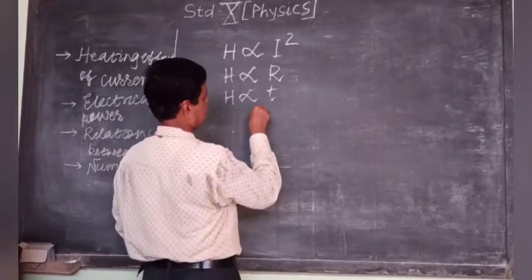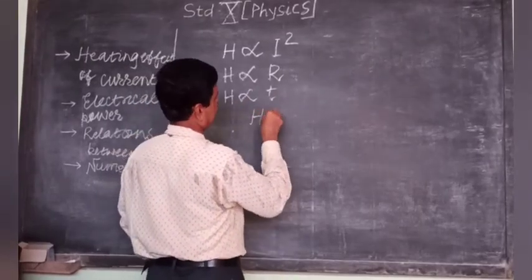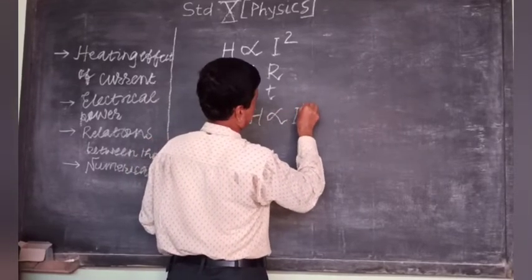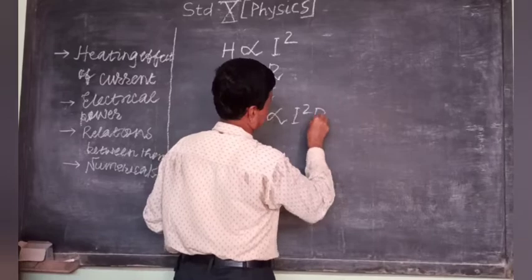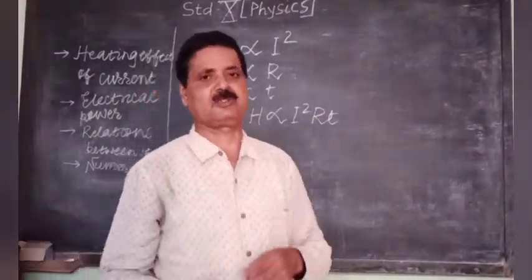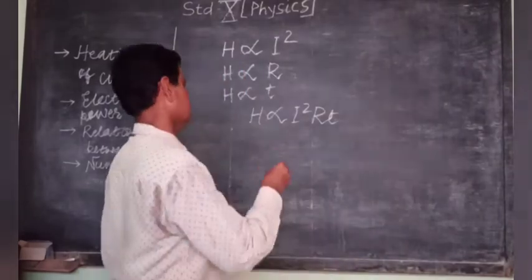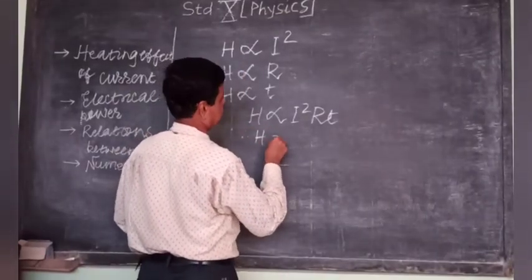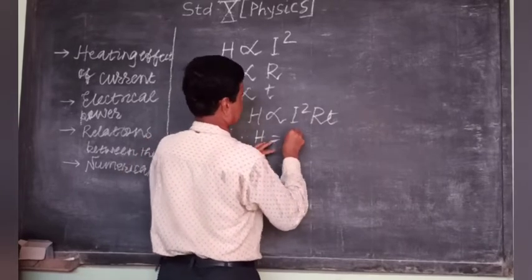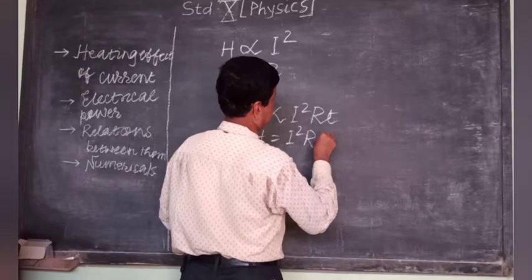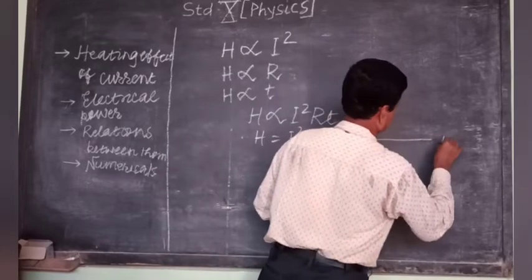Combining all these terms, we get H proportional to I square RT. Always use a proportionality constant, so we can write this formula in this way: H equals 1 into I square RT. This is the first equation.